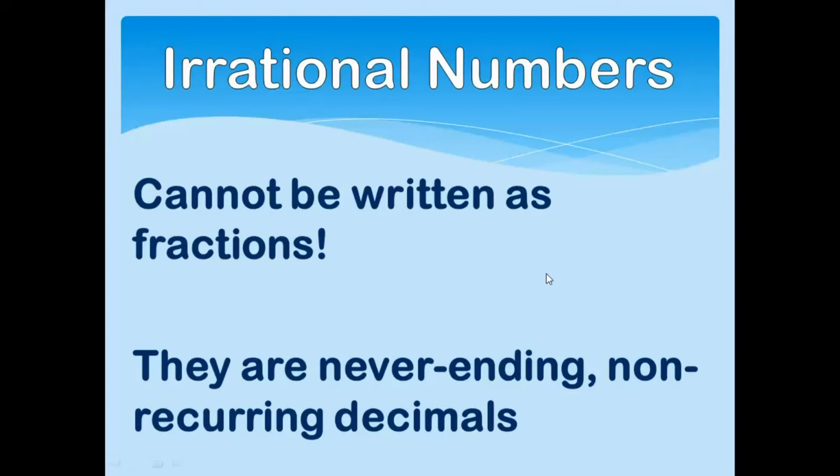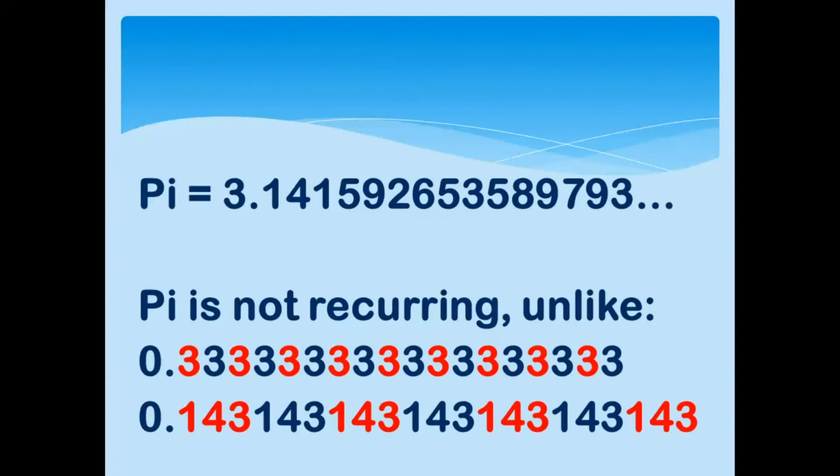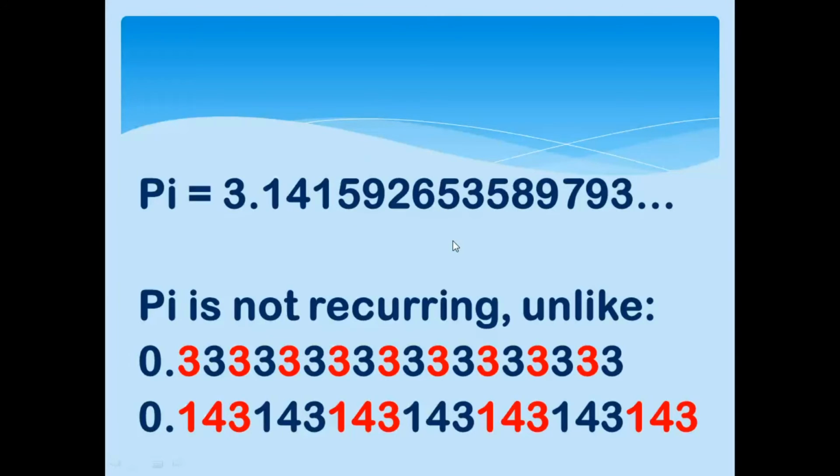They are never-ending, non-repeating decimals. An example of this would be the number pi. It cannot be represented as a fraction, and it has an infinite number of decimals. As you know, pi is never ending. It's 3.14 and so on. And what's more, it's not recurring because there's no set pattern that repeats itself in the decimals, like we had our 3's and our 143's. Since it is never ending, non-repeating, and can't be written as a fraction, it is an irrational number.